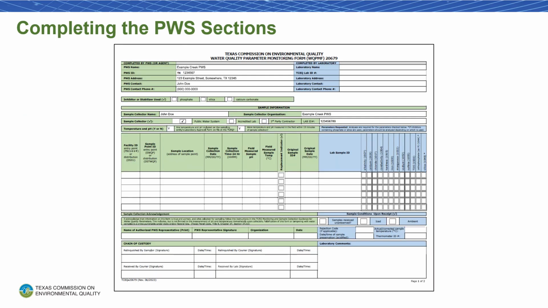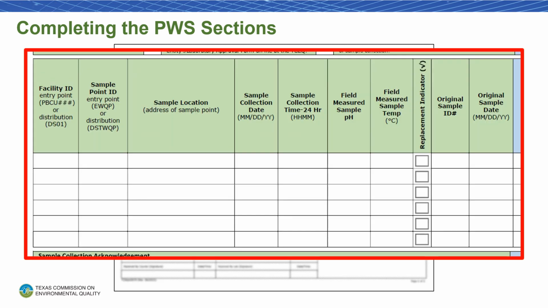Now, let's fill out some information on our samples. In the first column, write the facility IDs for the samples. If a sample is from an entry point, the facility ID should begin with P, B, C, U, followed by the entry point number, which can be found on Drinking Water Watch under the Water System Facilities tab.